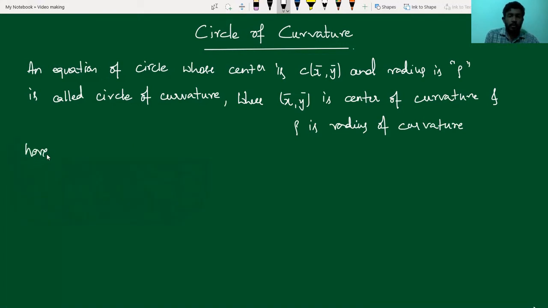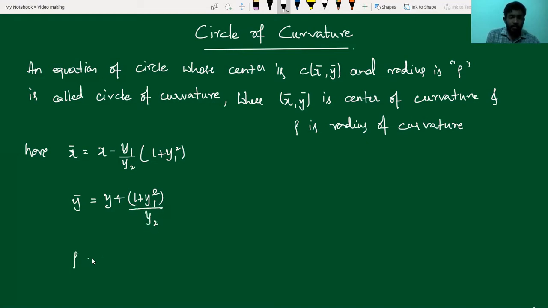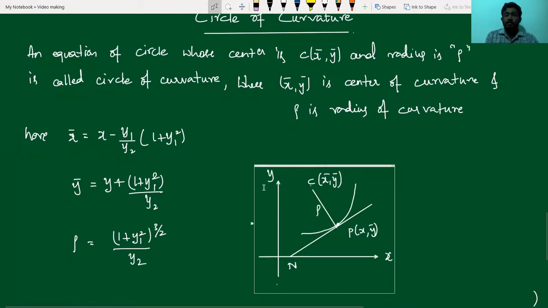Here the expression to find x bar and y bar is given by x bar is equal to x minus y1 by y2 into 1 plus y1 square, and the expression for y bar is given by y plus 1 plus y1 square divided by y2, and the expression for rho is given by 1 plus y1 square to the power 3 by 2 divided by y2.